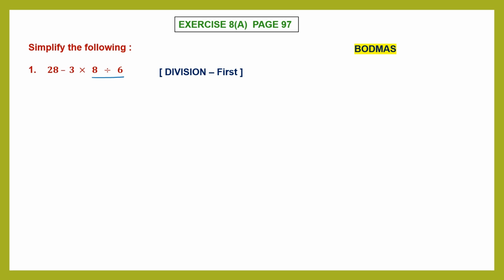That means everything else remains the same. So let's write everything else as it is. 28 minus 3 into. Now we're going to divide 8 by 6. We can put that in the form of a fraction, that is 8 divided by 6. So this part alone, 8 by 6, we can reduce it to the lowest term. How do we reduce it to the lowest term? If you have 8 by 6, to reduce it to the lowest term, we divide both by one common number. Both can be divided by 2, isn't it?